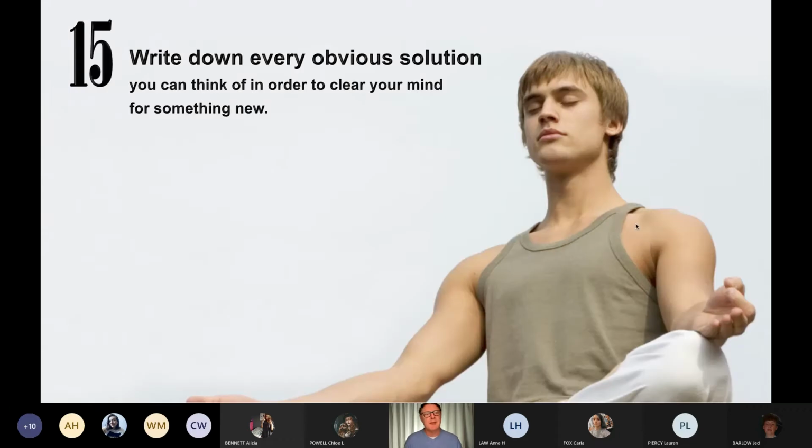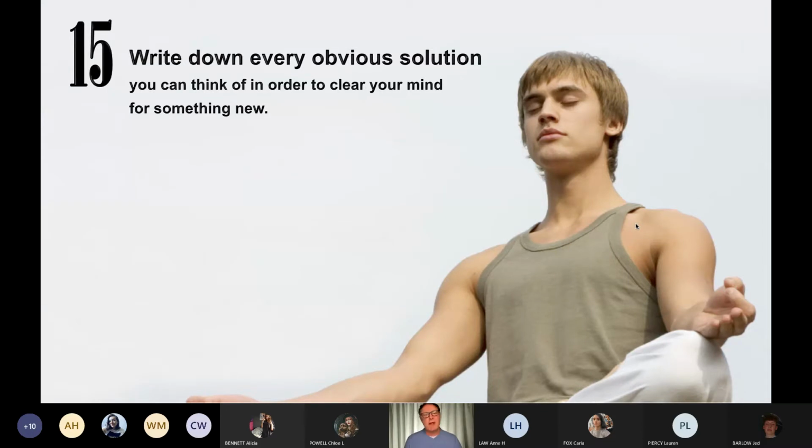Tip number 15, write down every obvious solution you can think of in order to clear your mind for something new. So never be afraid of any idea that you might have. All ideas are worthy. Even bad ideas, or what might prove in the grand scheme of things to be a bad idea, it's good to get them off your chest, out of your system and onto paper, so that it clears your head for something new.